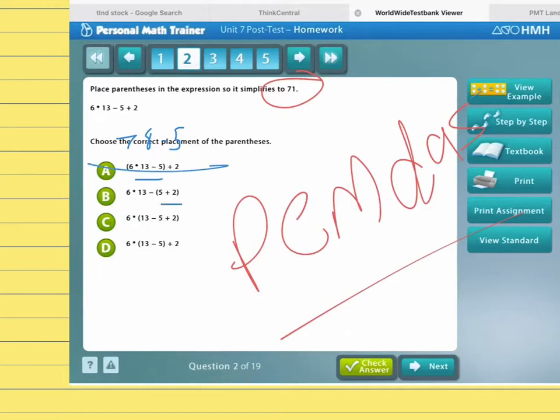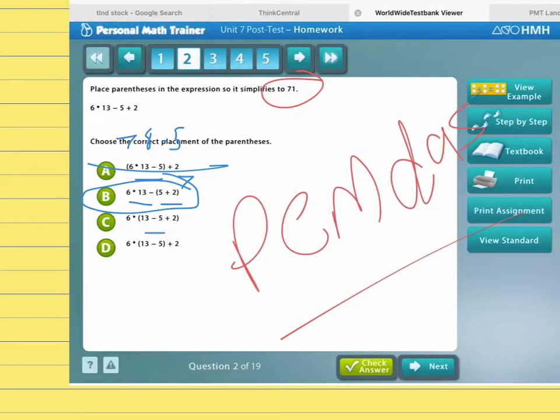Second one, you start here, 5 plus 2 is 7. Then you do multiplication second, 6 times 13 is 78. 78 minus 7 is 71, so it looks like B is the correct answer, but let's just check.